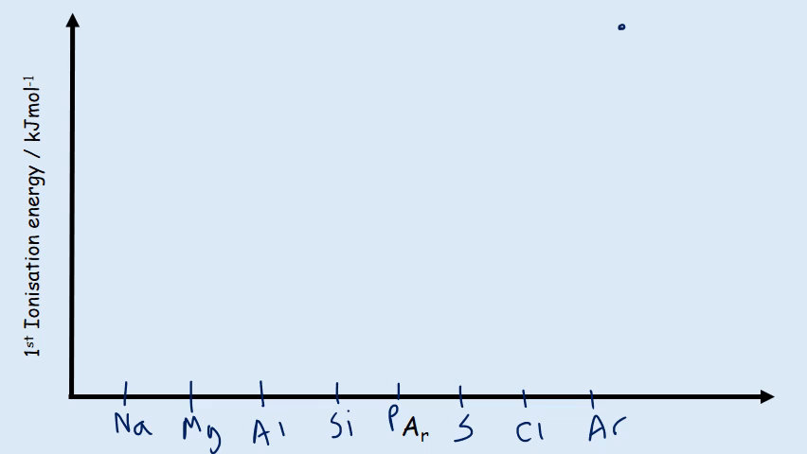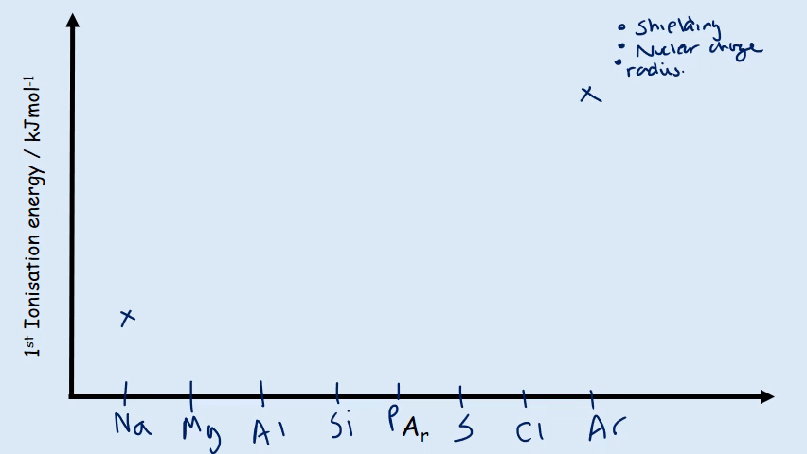So those are our 3 things to consider: the shielding, the nuclear charge, and the radius. So we're using those three factors. So there is a steady increase, okay? The highest is argon, put it here. The lowest is sodium. And there is a general increase.